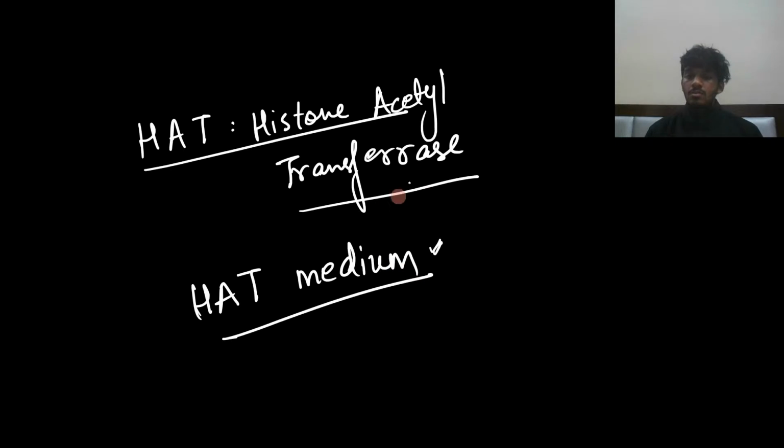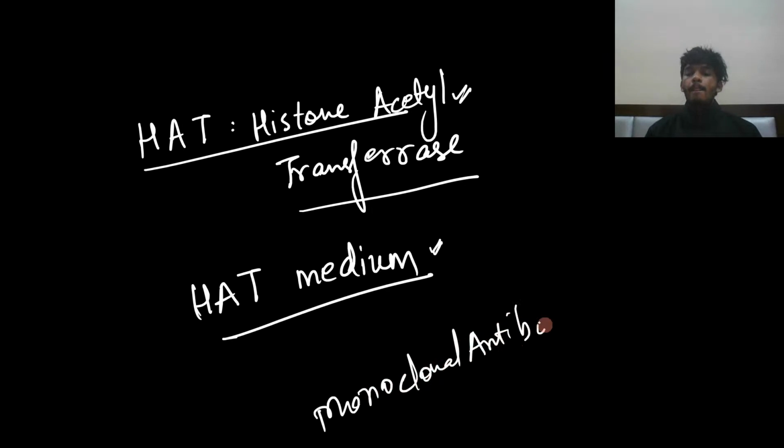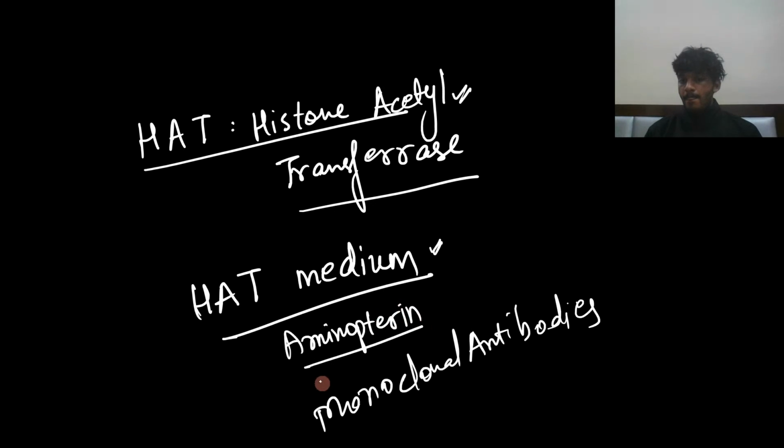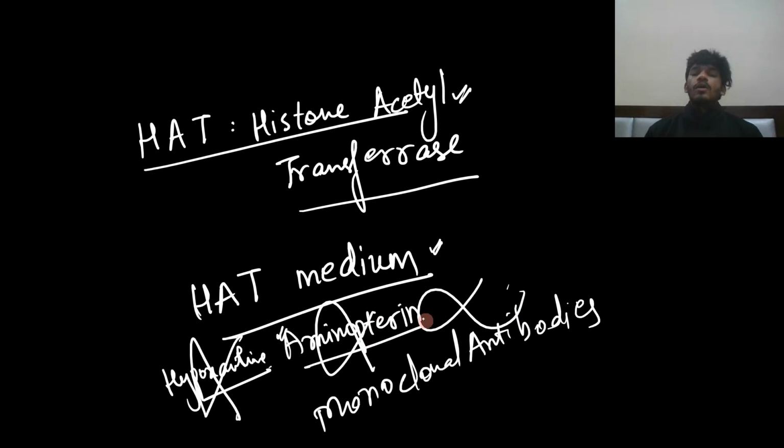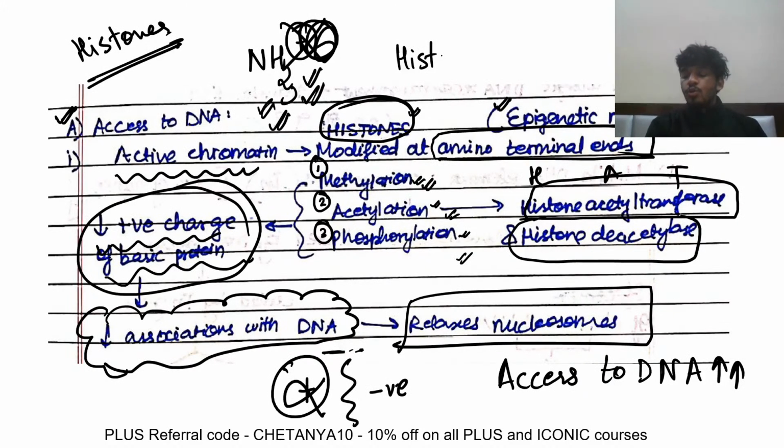Do you know what HAT medium is? It is used in case of monoclonal antibodies. I'll give you a hint. H is hypoxanthine, A stands for aminopterin, and T is thymidine. You will study it later when we study monoclonal antibodies.